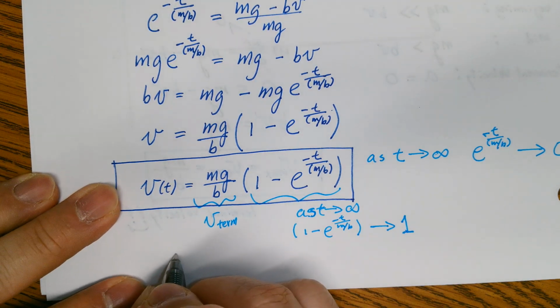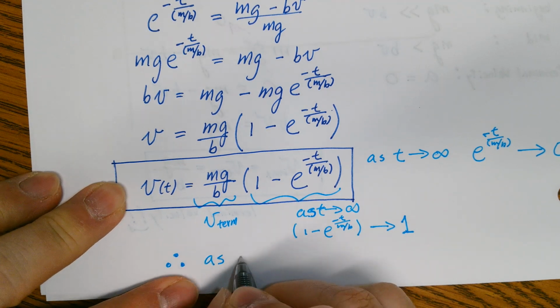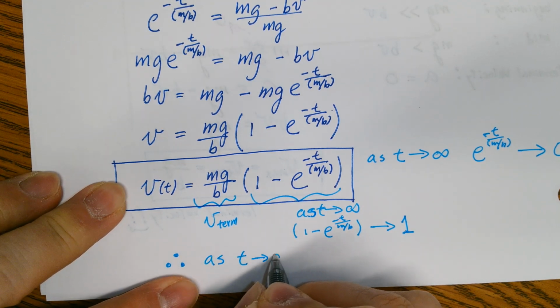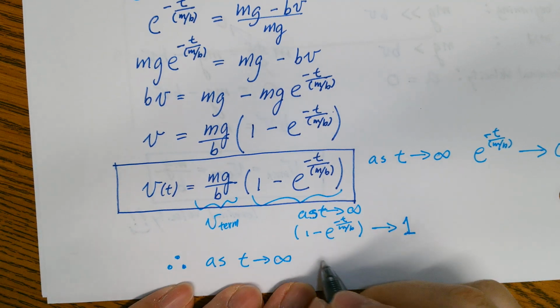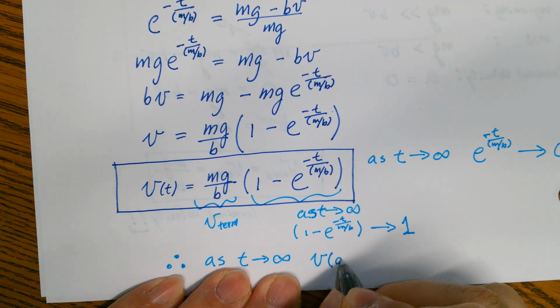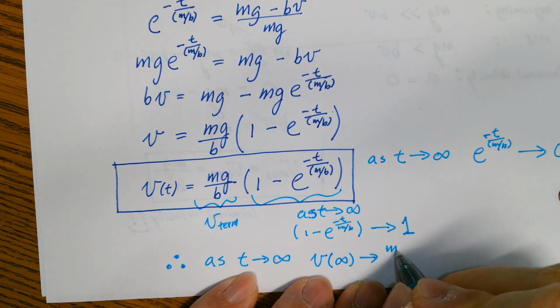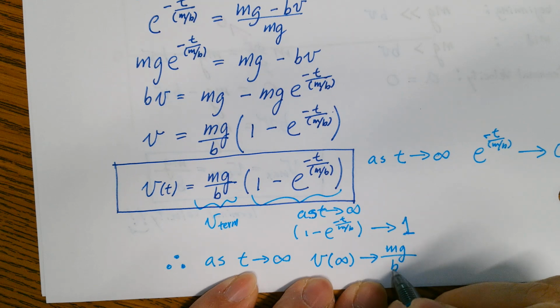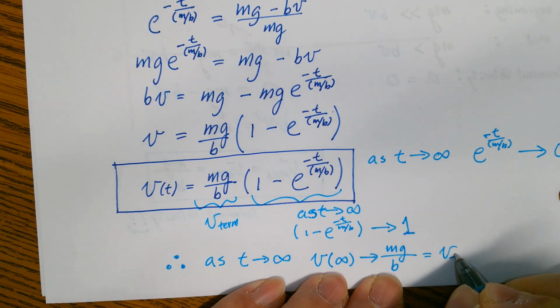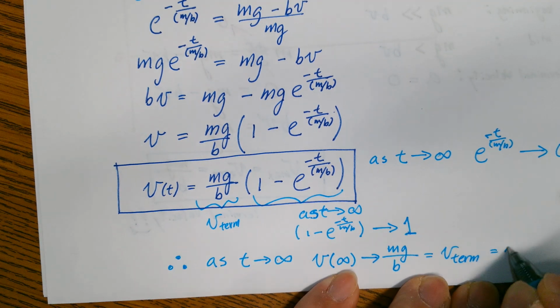That means as t goes to infinity, my v of infinity goes to mg over b, which is v terminal, which is my v max.